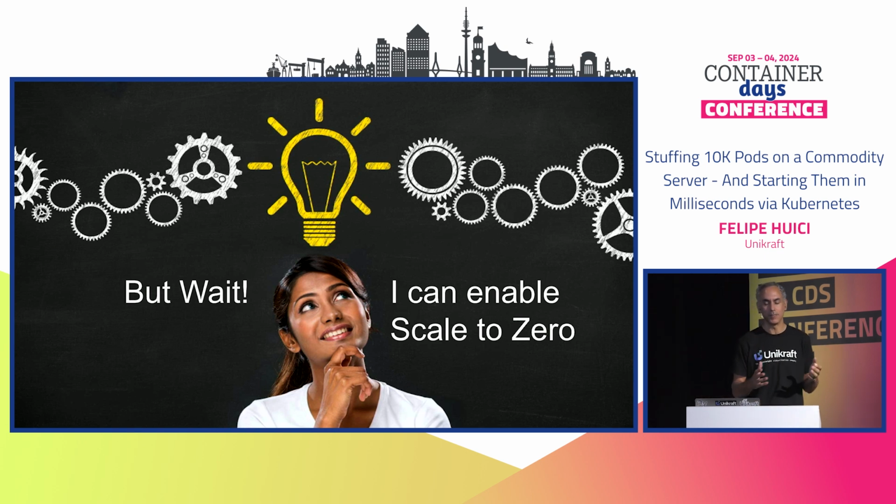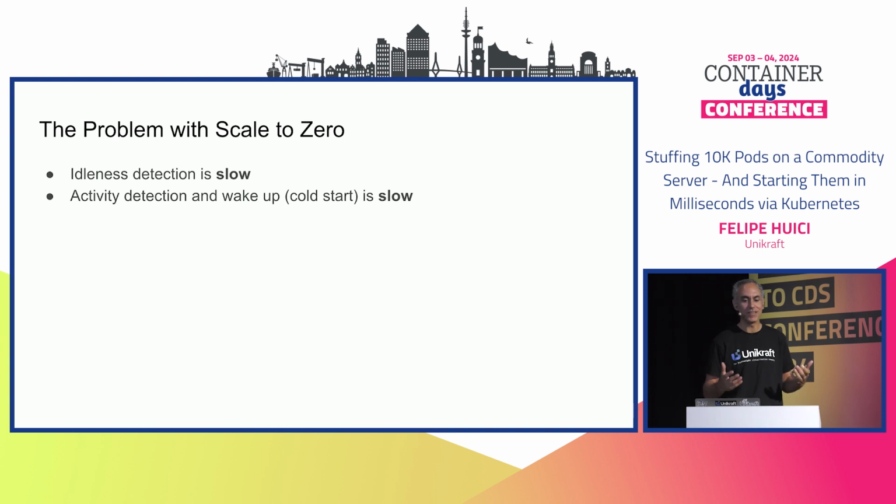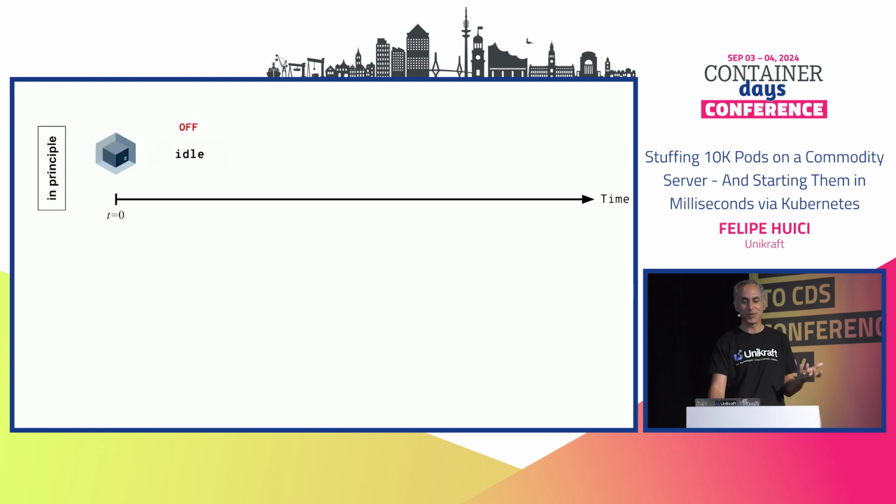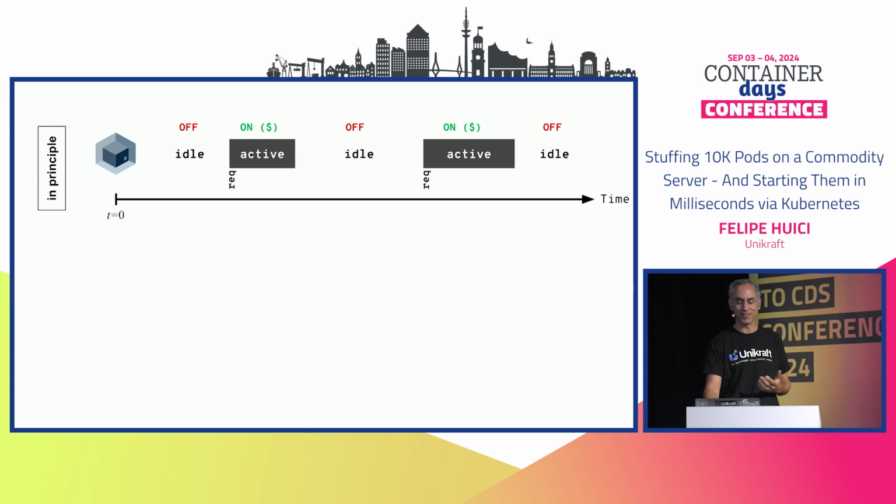But then you say, okay, but if my traffic is intermittent, I can enable scale to zero. And the problem with scale to zero is that detecting when things are idle by a platform is generally slow. Your traffic may go idle in milliseconds, but the idleness detection might take seconds or minutes, and then you're running. And the activity detection of when requests come in and when things wake up is also slow, right? So the principle of scale to zero looks like this. If you're idle, you're off, great, you're not paying anything. You get requests, you go active, now you're paying, but you're doing useful work, and the cycle repeats.